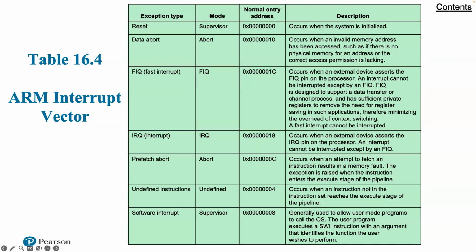I believe it's table 14.4 that lists the types of exceptions and the processor mode that is used to process each type. When an exception occurs, execution is forced from a fixed memory address corresponding to the type of exception.